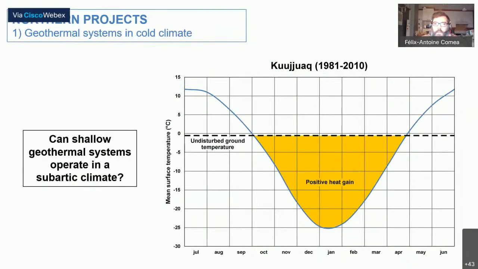For the northern project, how can we use geothermal energy, and is it possible to operate systems in a subarctic climate? We think the answer is yes, and the idea is to use the enthalpy of the underground during the winter season, because from October to April, the temperature of the shallow underground is higher than the surface air temperature. Then we can use this positive gain to heat buildings.